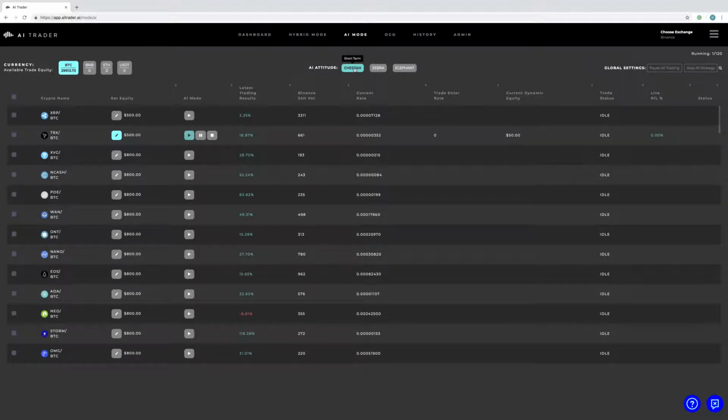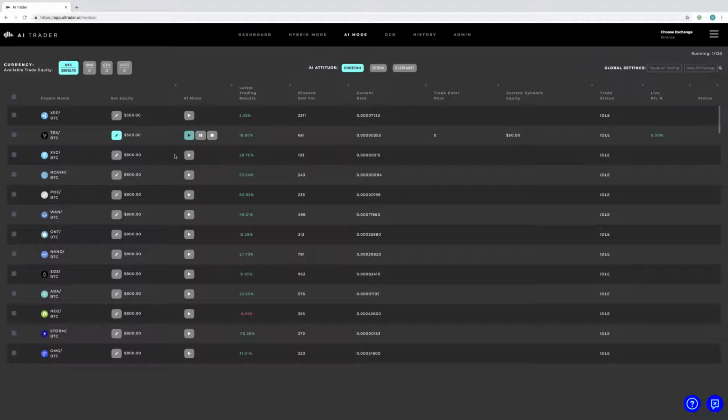As you can see in the tooltips, short term, medium term, and long term. Cheetah will trade around 3 to 4 to even 5 times a day. Zebra will trade around once a day, and elephant will trade once in 2 days, roughly speaking. And depending on what your preferences are in terms of time interval trading, you can pick one of these.